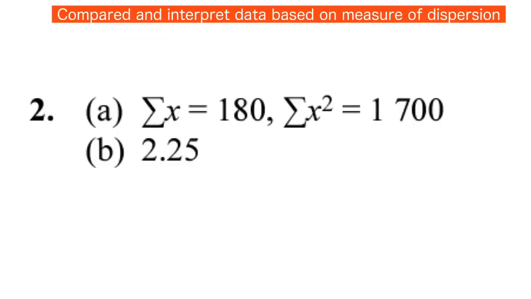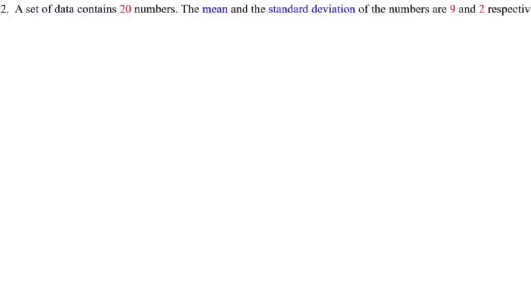Students, this is the answer given. So please double check your answer. If you can get the answer, good. If you cannot get the answer, don't give up. The information given by the question is very important. Let's see, we've got 20 numbers, so n is 20. The mean and standard deviation were given.